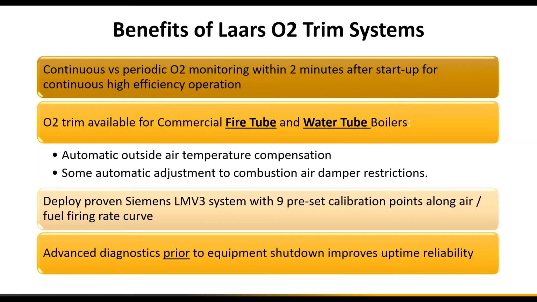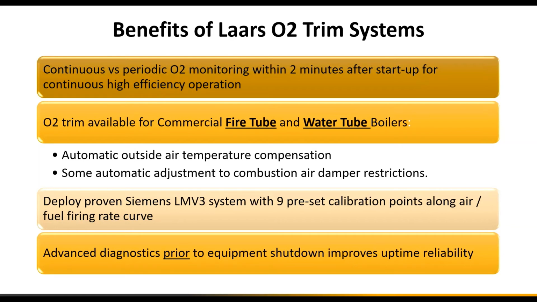The system that Laars is using is the LMV system from Siemens with a preset 9 calibration points. It has been used on much larger combustion systems as well, so it's been on the market for many years. It also provides advanced diagnostics. If this trim system is continually hitting the far end of its trim, it will send out a signal that there might be something going on in the system that needs adjustment, but the system is still operating, whereas without the O2 trim, it might have caused a shutdown.